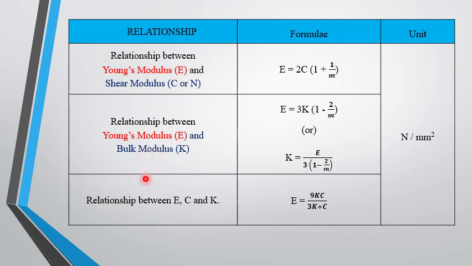So third one is called relationship between elastic constants, that is E, C and K. E is equal to 9KC by 3K plus C.